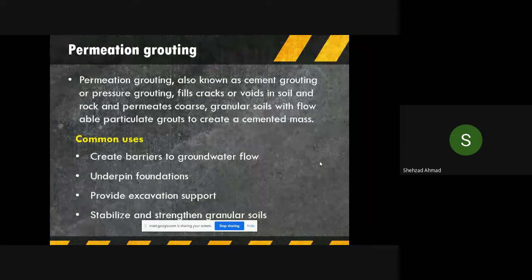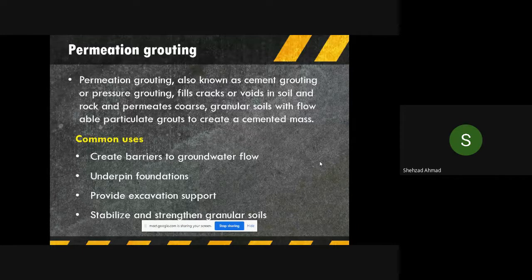The topic is permeation grouting. Permeation grouting, also known as cementing grouting or pressure grouting, fills cracks or voids in soil and rocks and permeates coarse granular soil with flowable particulate grouts to create a cemented mass. It is commonly used to create barriers to groundwater flow, underpin foundations, provide excavation support, and also stabilize and strengthen granular soil. Next.